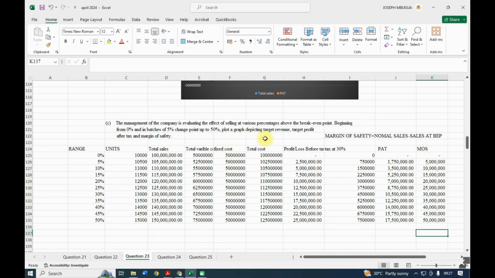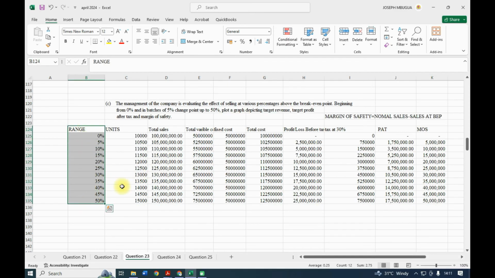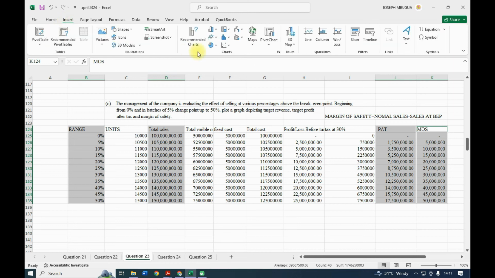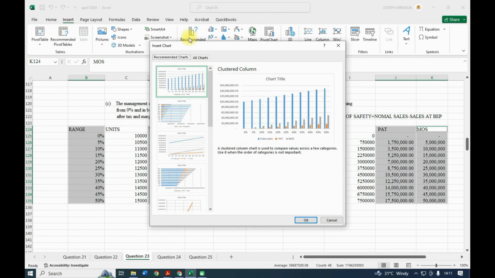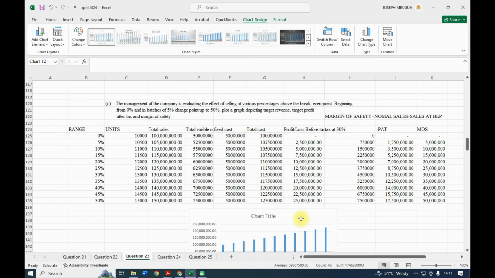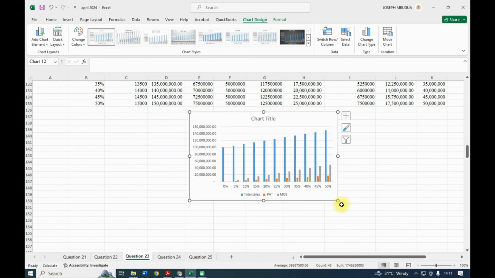So we need to plot a graph depicting target revenue. We shall use now the range because we are not using the units. Then target revenue, these are our total sales. Then target profit after tax, and the margin of safety. We come to insert the recommended. Yeah, and you can see the recommended. You can use this one for the clustered because we are dealing with comparison. Yeah, these are clustered, our clustered chart.